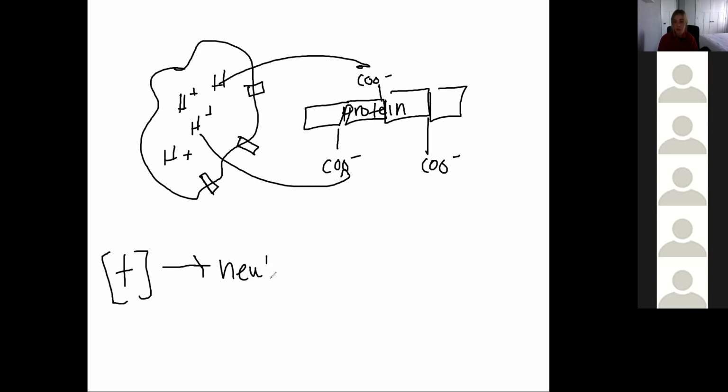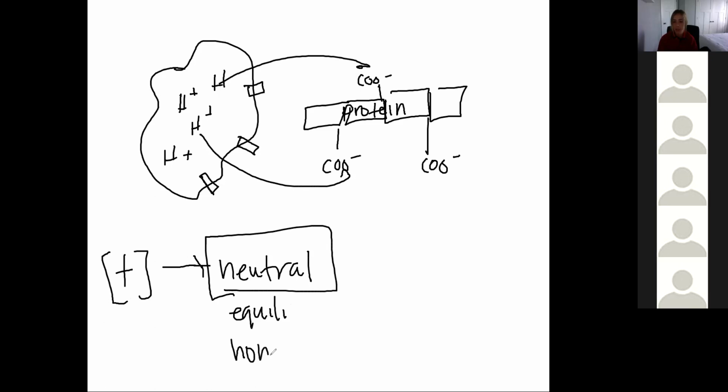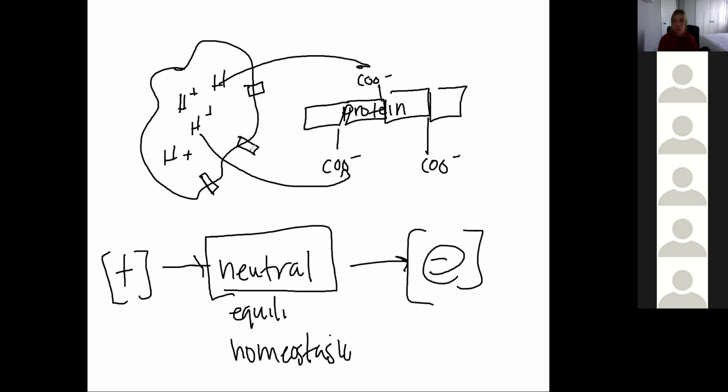Either neutral, hopefully it's neutral, which biologically we call some sort of equilibrium or homeostasis. We want some sort of homeostatic environment, or it could go to more negative, which we don't really want. So if we took too many H's, the side chains influence that by helping manage this homeostatic balance for our cells and our bodies. That's why amino acids are very important.